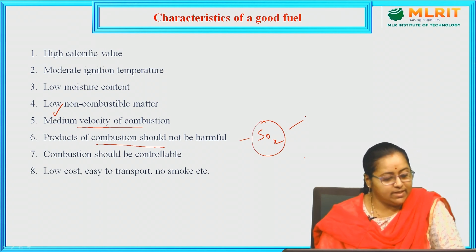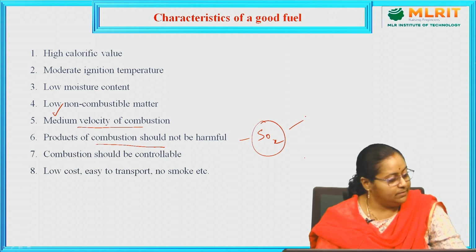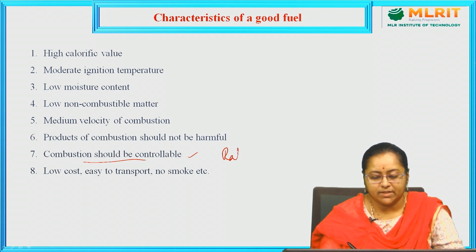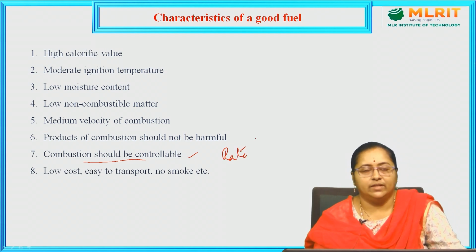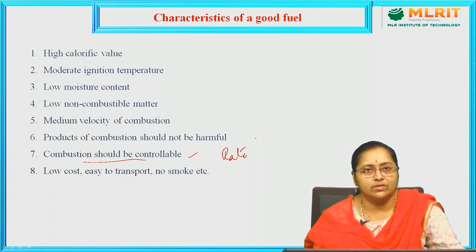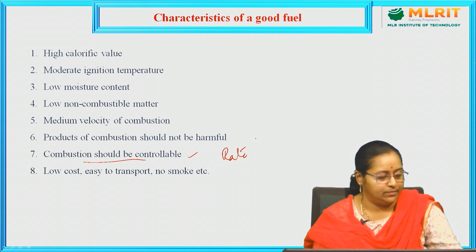The next thing is that combustion should be controllable. That means the rate of the combustion reaction should be controllable, or whenever you want to proceed in a faster manner, you can. Like that, one should have control over the combustion reaction. So this is also one of the important criteria for a good fuel.